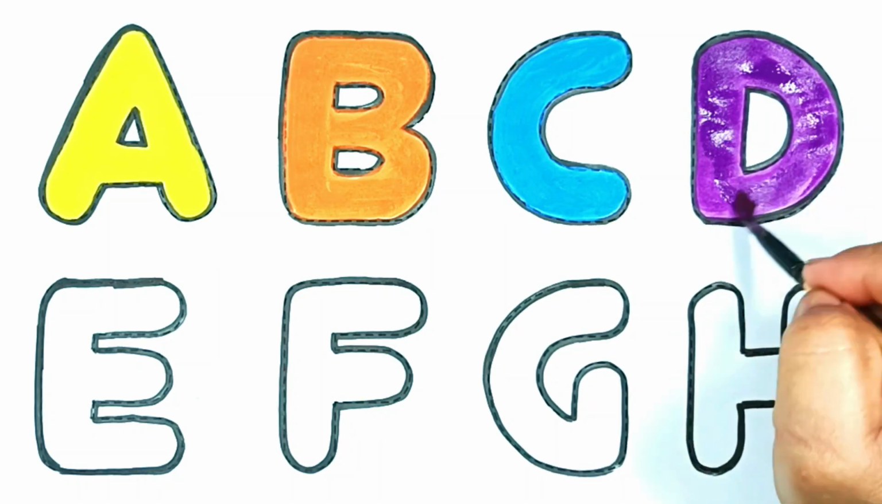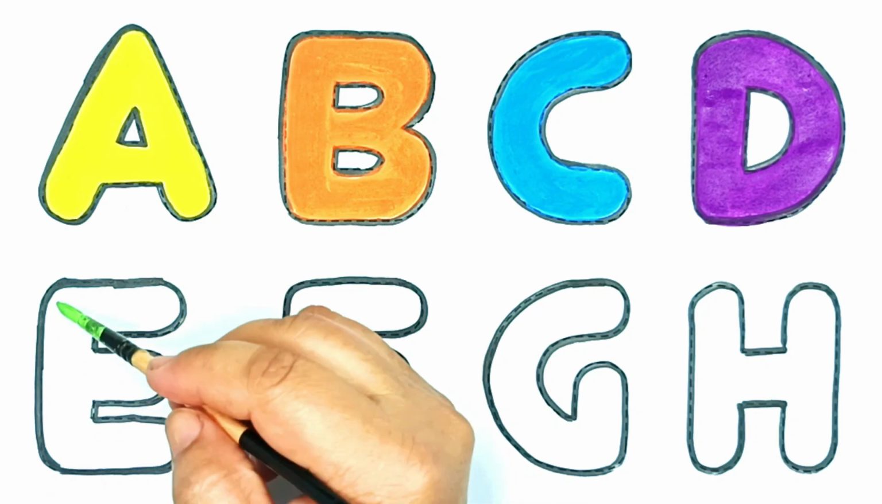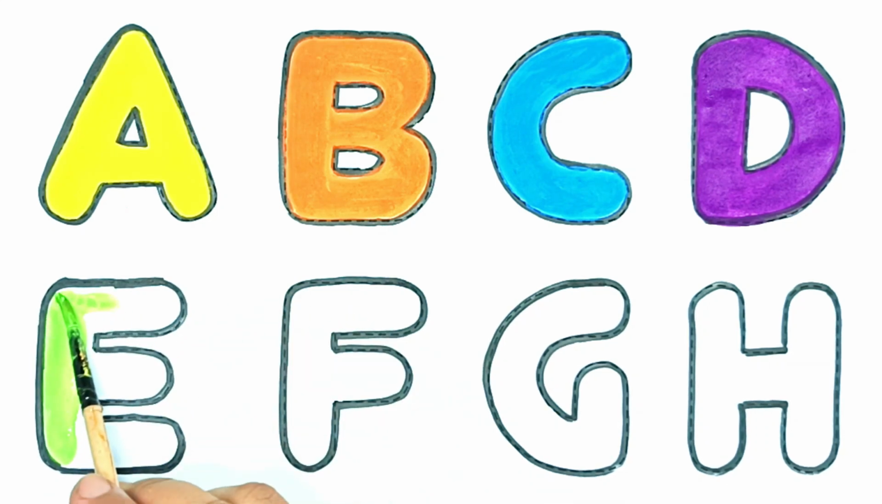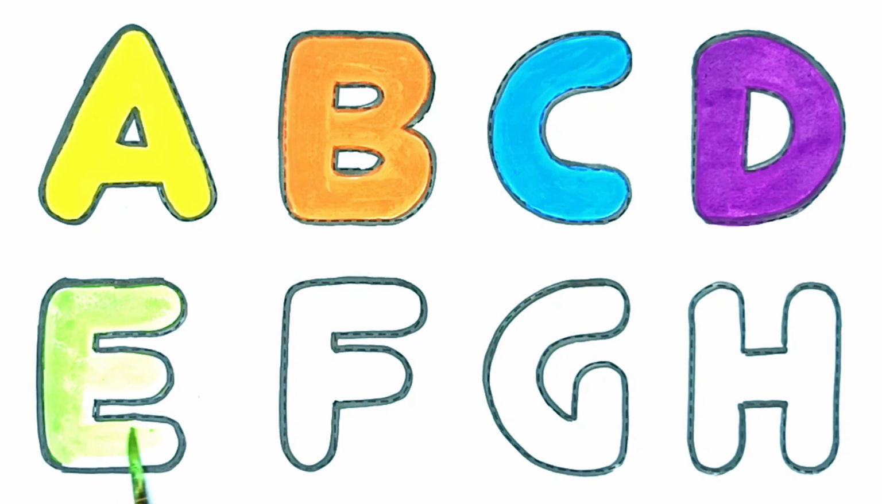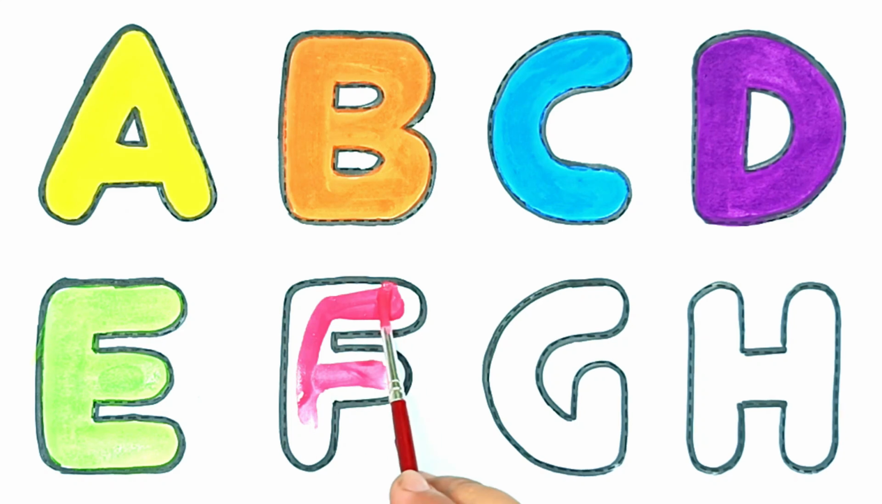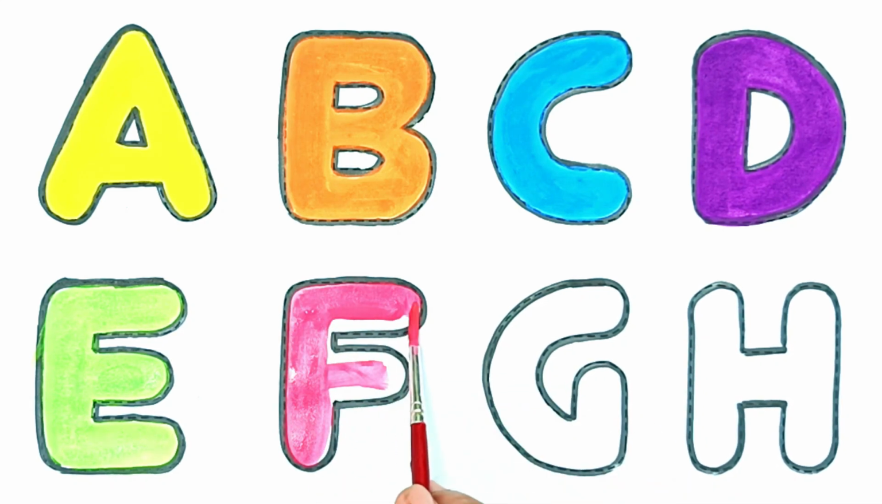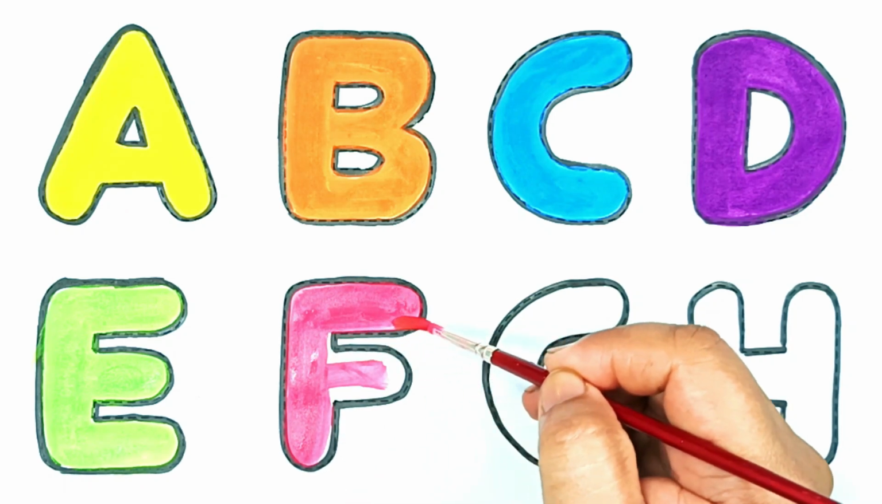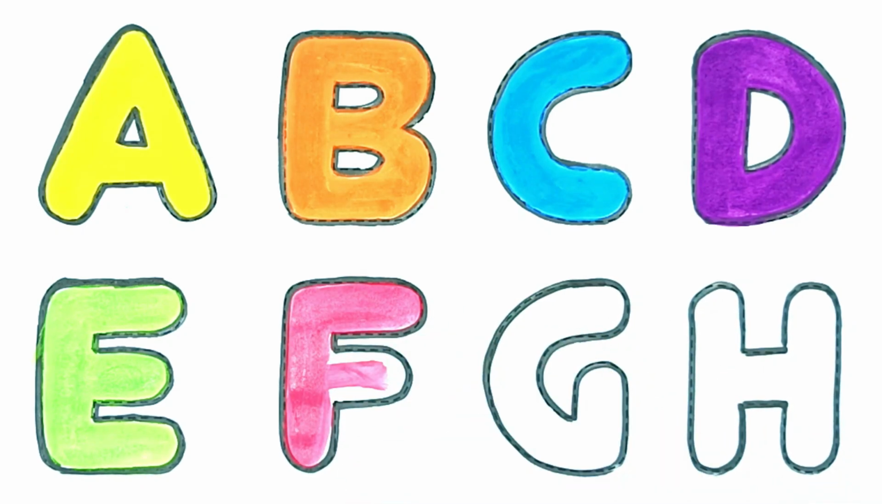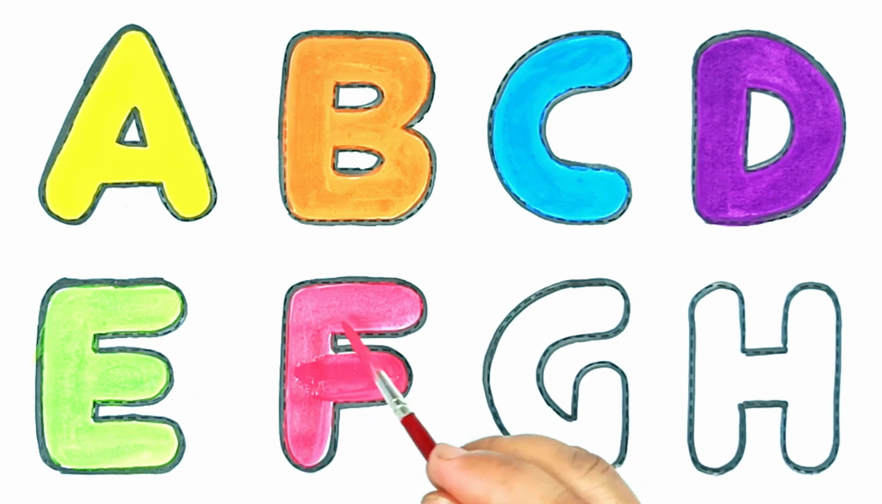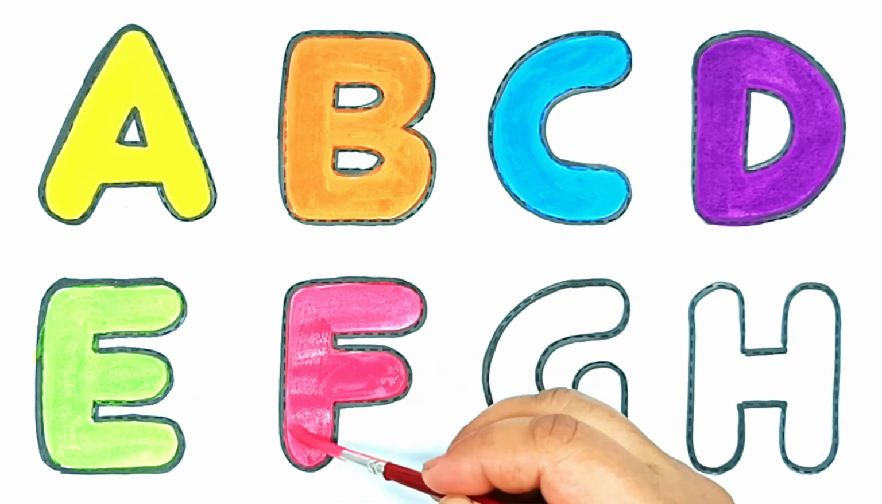D is for dreams, you have in the night. E is for elevator. E is for egg, the white and the yolk. F is for fish. F is for flag. F is so funny, when you tell a joke.